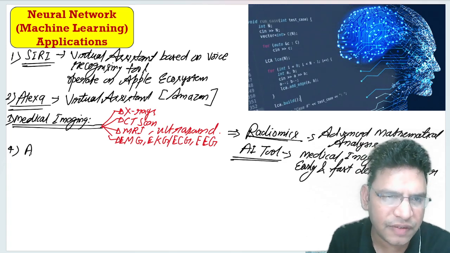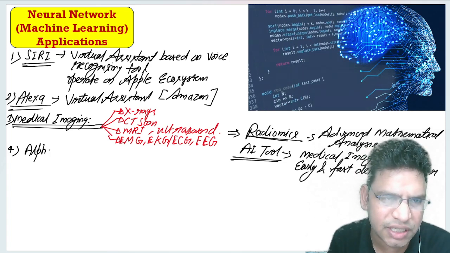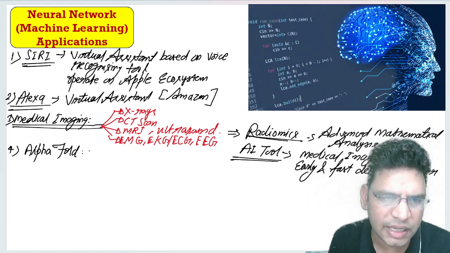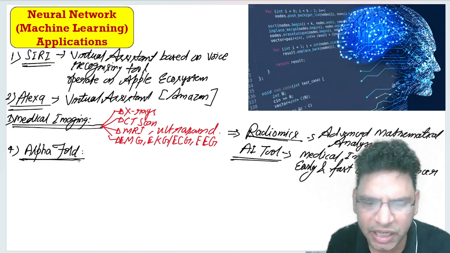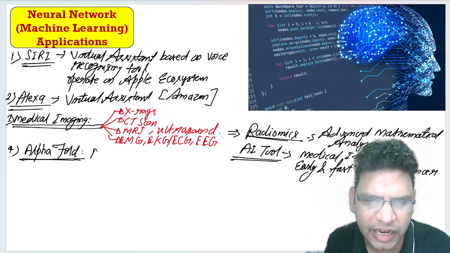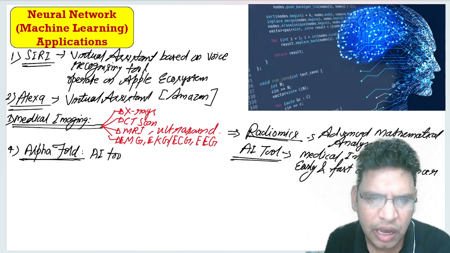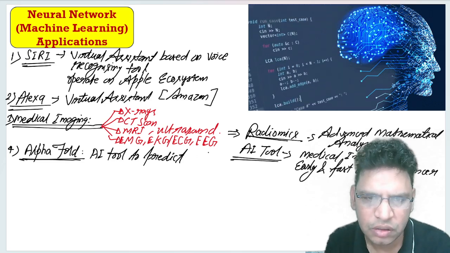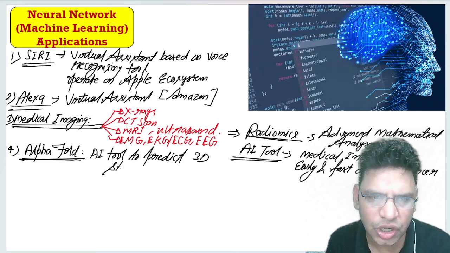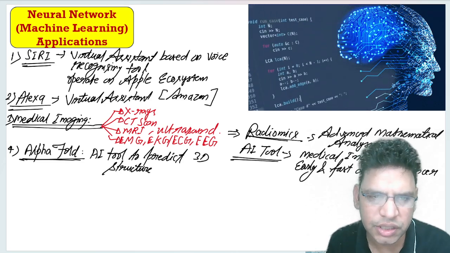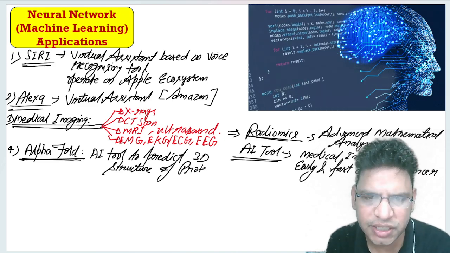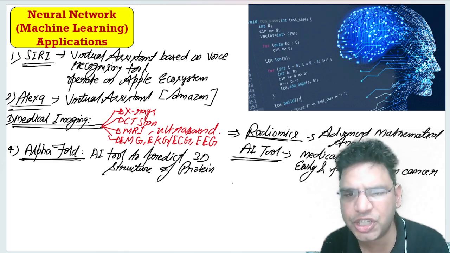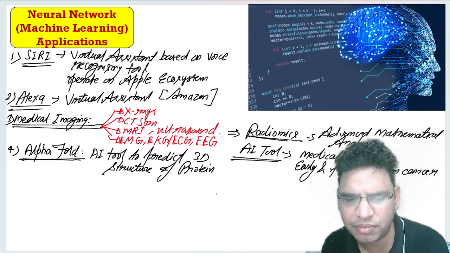Then AlphaFold. This year the Nobel Prize in Chemistry was also given for protein structure, and AlphaFold is an AI tool to predict the 3D structure of proteins. The 2024 Nobel Prize in Chemistry was awarded for protein structure. We'll talk about it some other day.